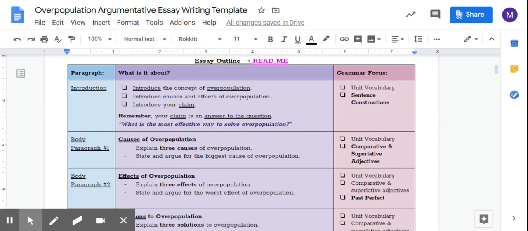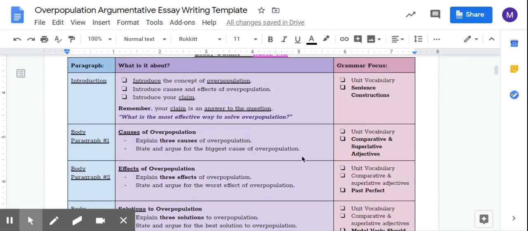Your first paragraph is the introduction paragraph. In this paragraph, you're going to be introducing the concept of overpopulation. You're going to introduce various causes and effects of overpopulation, and you're also going to introduce your claim. Remember, your claim is an answer to the question, what is the most effective way to solve overpopulation? In this paragraph, we will be looking for your usage of unit vocabulary and sentence constructions.